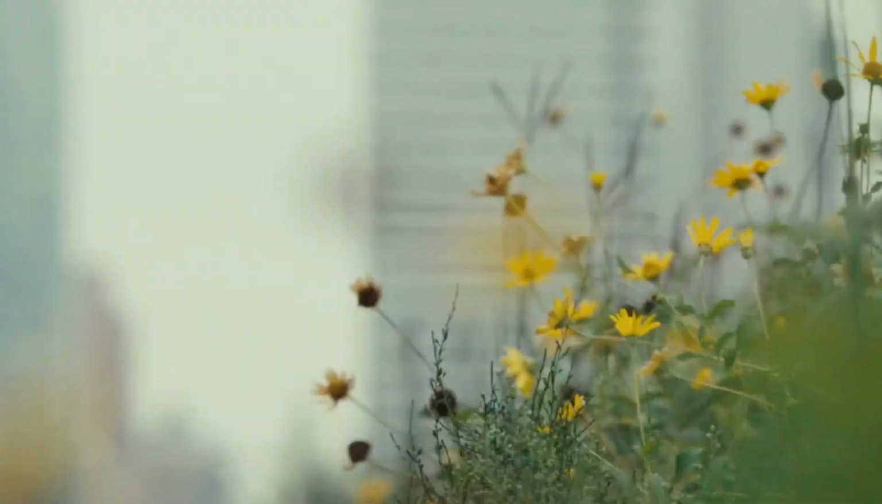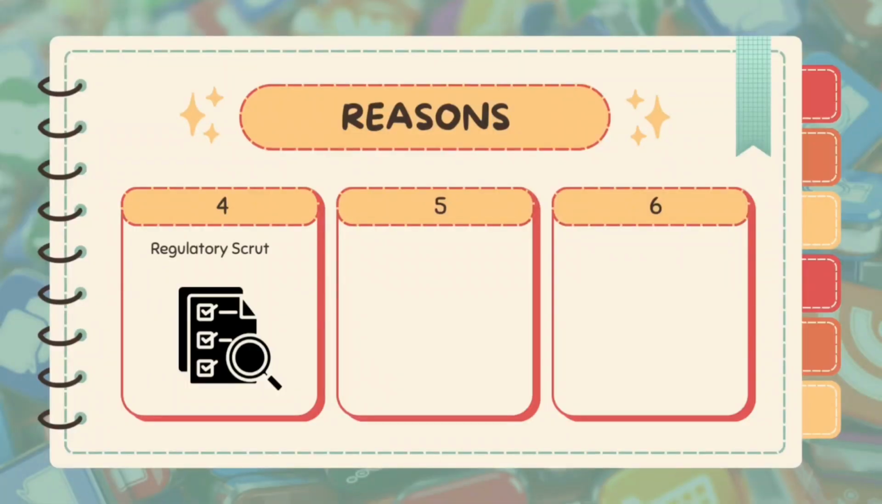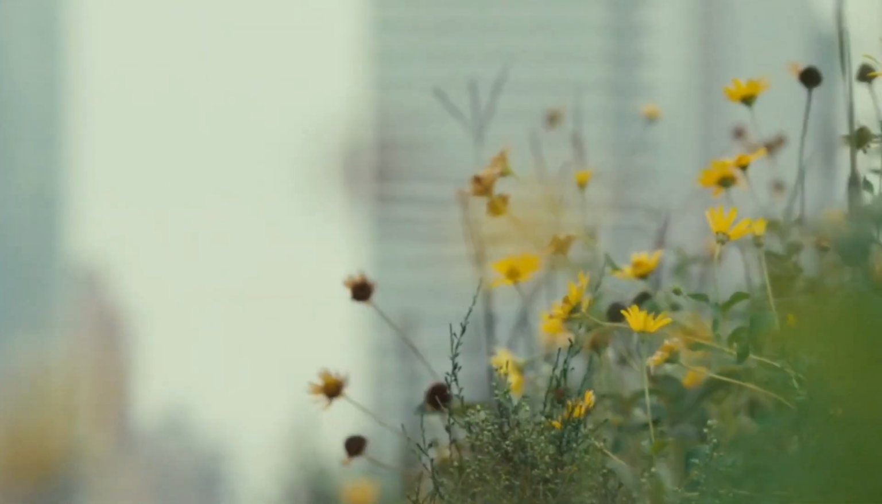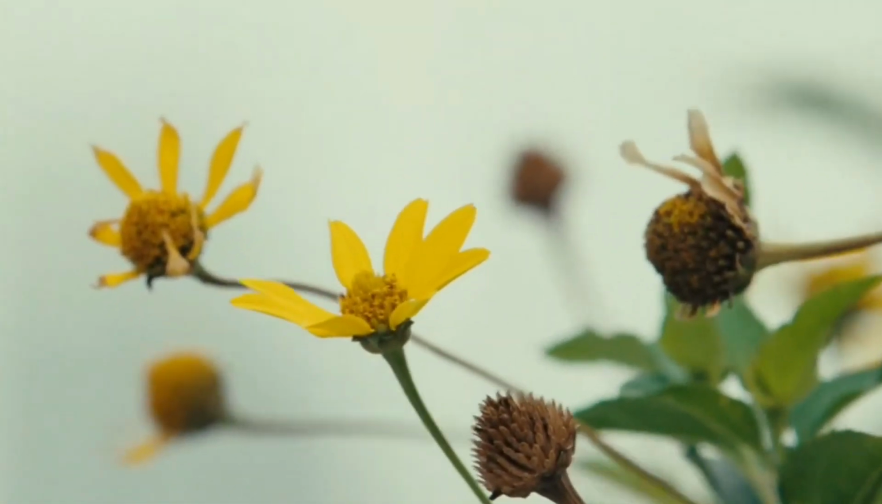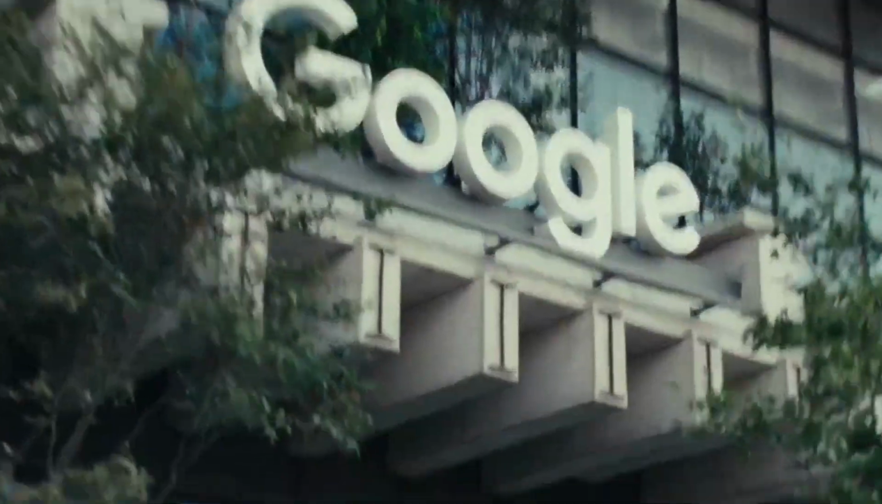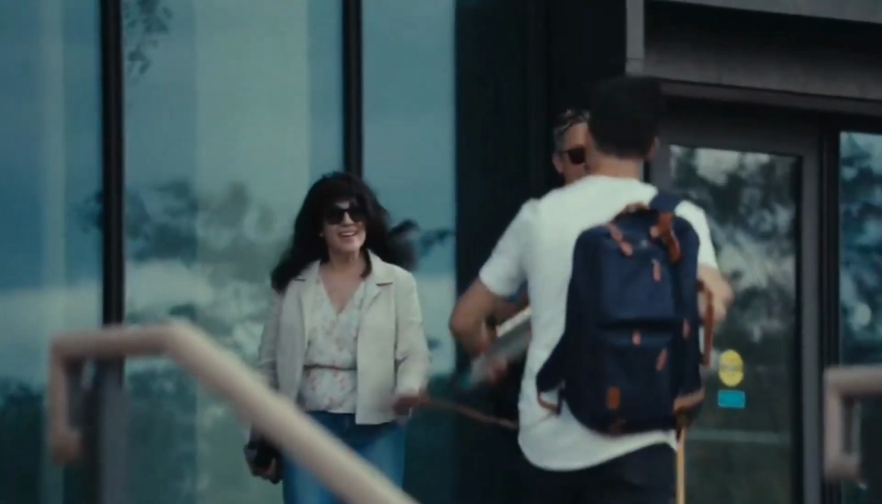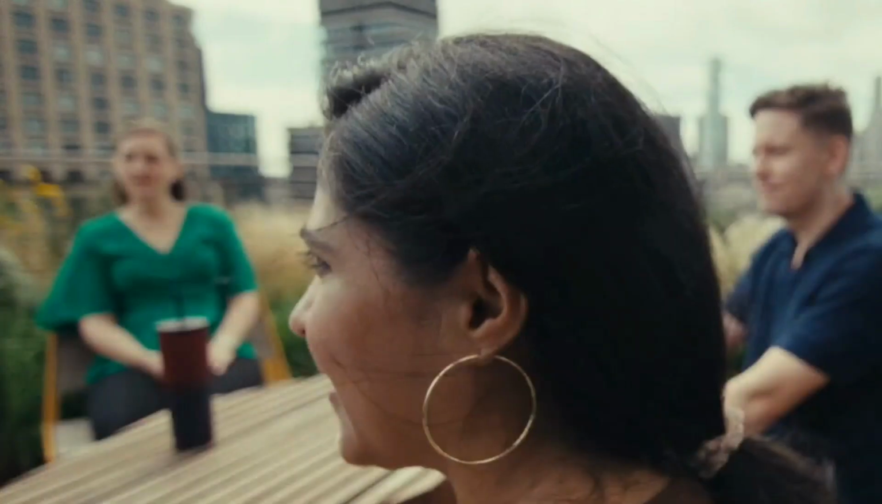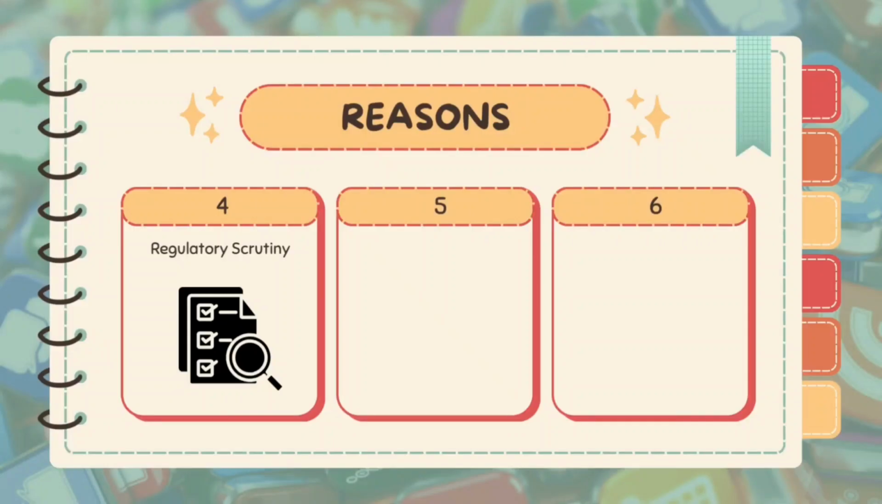Number 4 is regulatory scrutiny. Regulatory authorities, including the Competition Commission of India, scrutinize Google's practices in the app distribution market. Despite regulatory interventions, Google's dominant position may influence the outcome of disputes and regulatory decisions. Number 5 is negotiating power.